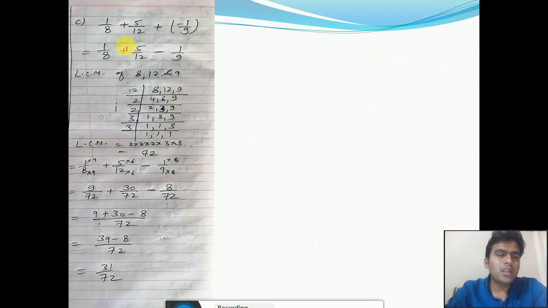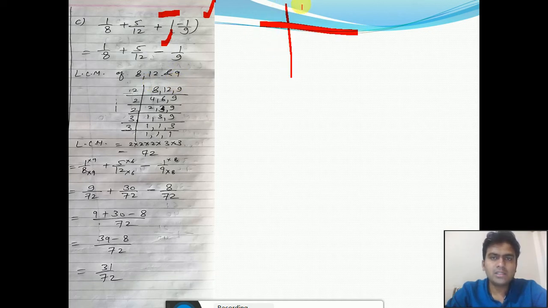1 upon 8 plus 5 upon 12 plus minus 1 upon 9. Now here solve the bracket. After solving the bracket, plus minus equals minus. Now I took all the 3 denominators 8, 12 and 9, and I took the LCM of all of them. What is the LCM of 8, 12 and 9? Now here 8 and 12 can be divisible by 2.